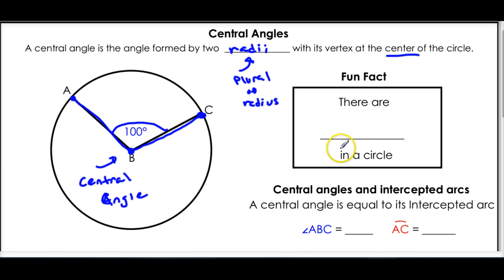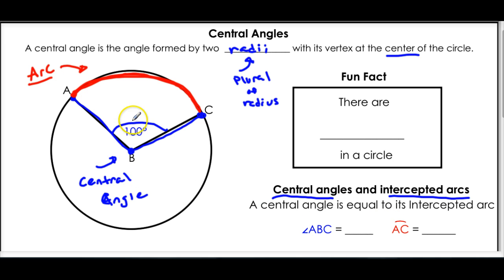Now, central angles and intercepted arcs. Let me tell you what an intercepted arc is. An intercepted arc is when you have this angle, these two radii, they make an arc. An arc is just a portion of the circle, a portion of the outside of the circle, or a portion of the circumference. That would be my arc, and that's my central angle.